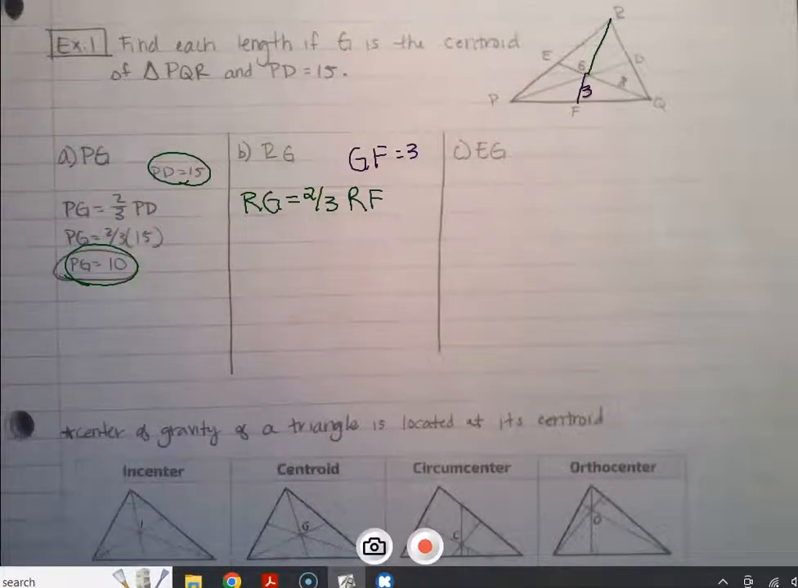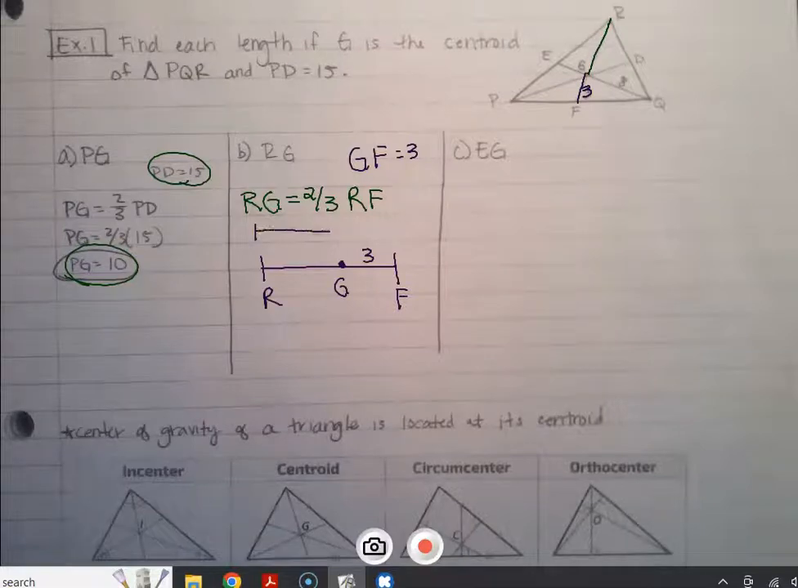So just think about this if you have this line. You have a line from here to here. That's RF. Does that make sense so far? Then we have G here, and we know the distance is 3. And we know this distance is 2/3 of the whole. So how much is this? What fraction is this? 1/3. Okay.